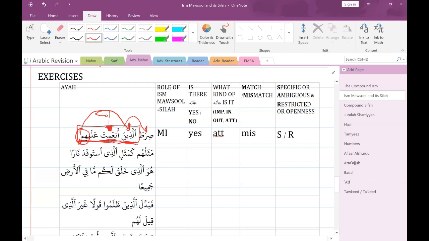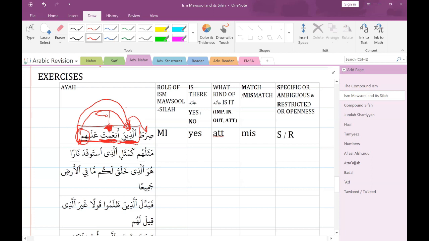The a'id doesn't have to come because there's already a match. So we don't need the a'id again to come back and prove to us that it's a match. But if there's a mismatch, like the pronoun inside the verb is different from the Ism Mawsool, then we need the a'id to come back to reassure us that no, we're actually not talking about this person in an'amta. We are still talking about alladhina.